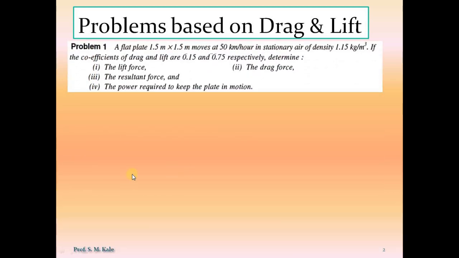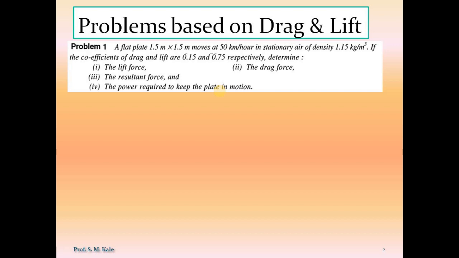The problem statement is a flat plate having area 1.5 meter into 1.5 meter moves at 50 km per hour in a stationary air having density of 1.15 kg per meter cube. If the coefficient of drag and lift are 0.15 and 0.75 respectively, we have to determine the lift force. Second thing, we have to determine the drag force. Next one, we have to find out the resultant force. And fourth one, we have to find out the power required to keep the plate in motion.